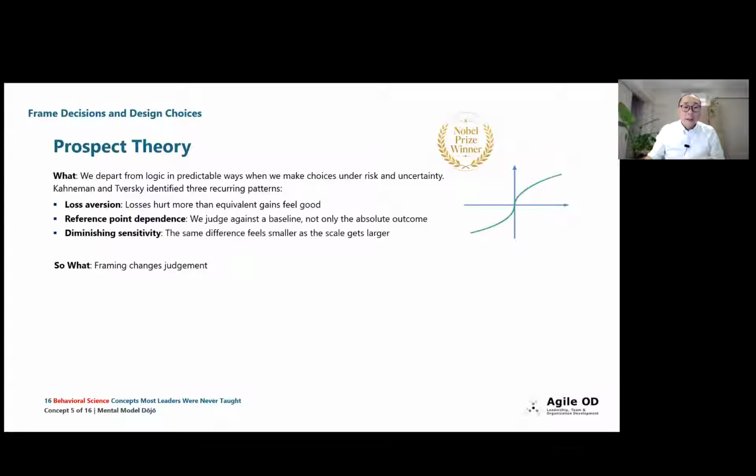Let me give you a few examples. Our defect rate is 1%. This draws attention to failure and the remaining risk. This is because of loss aversion. People tend to react more strongly to the possibility of failure than to the same level of success. Now, if you say we are 99% defect-free, the same fact now directs attention to reliability and progress.